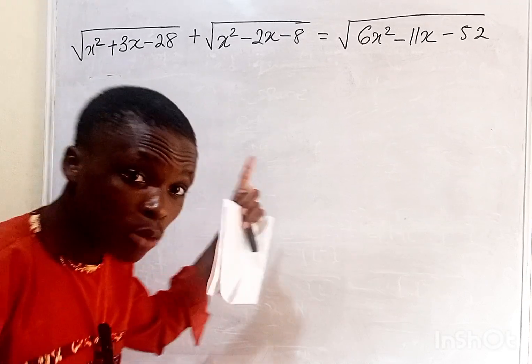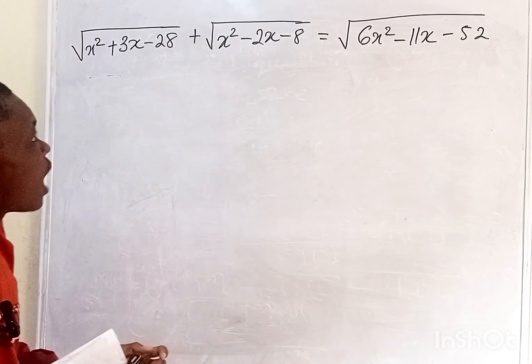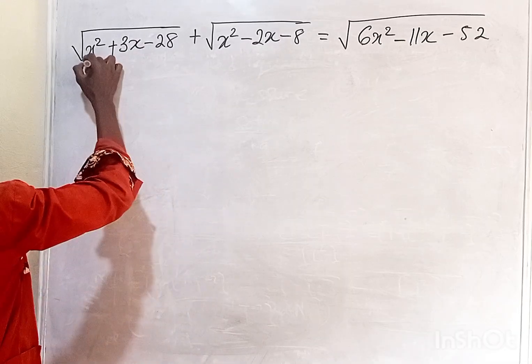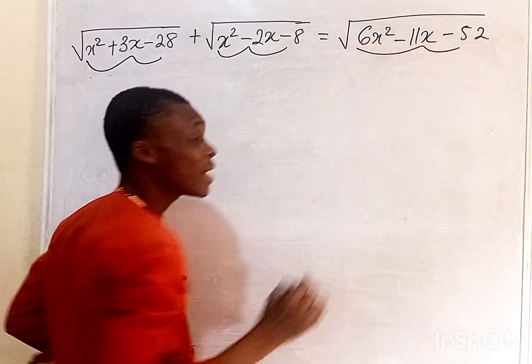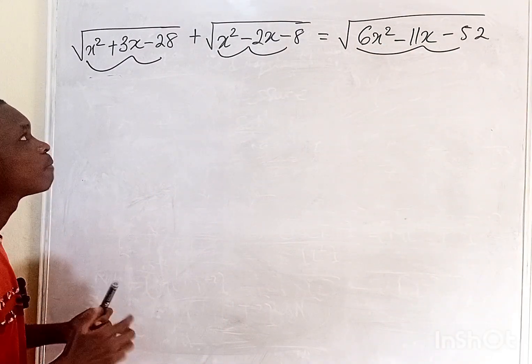Welcome back. Let me show you how to solve this nice looking radical. All right, how do we solve this? First of all, recognize the pattern inside this radical. Recognize the pattern inside here, and recognize the pattern inside here. Now this is what we are going to do. We'll solve it one after the other.